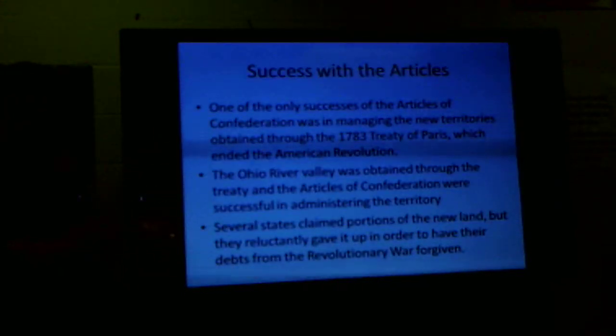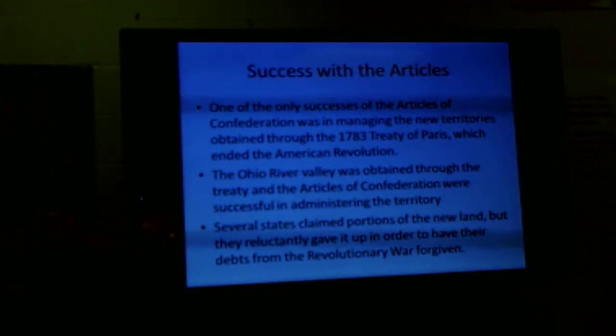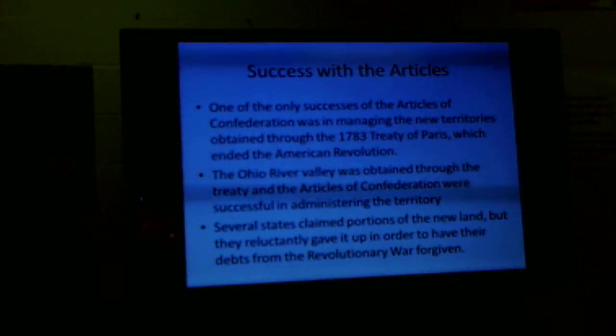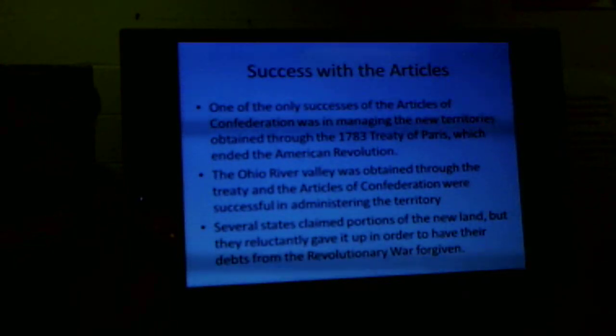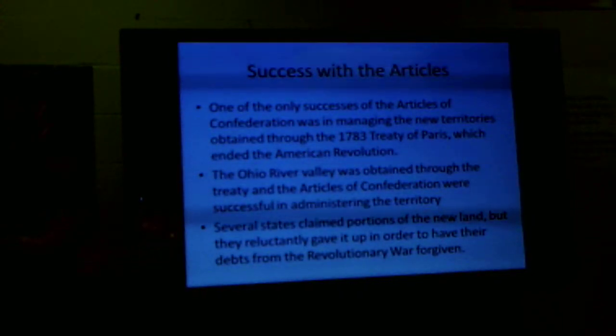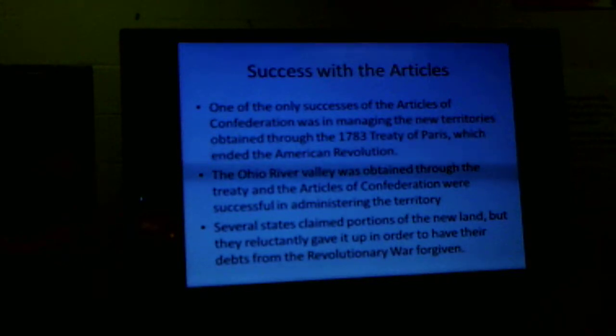All right, that's going to lead us to several things that we need to know. Westward expansion, a few little tied ends that we need to tie up here. So, success with the Articles. Well, there were a couple of successes with the Articles of Confederation before we moved on to the Constitution. I wanted to make sure you knew what those successes were. One of the only successes was in managing new territories.